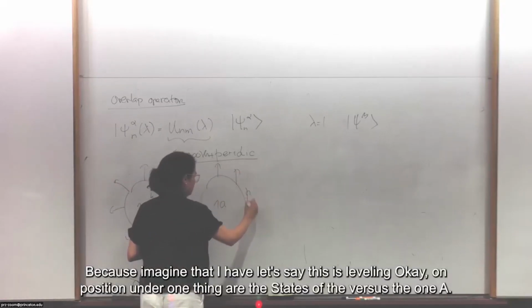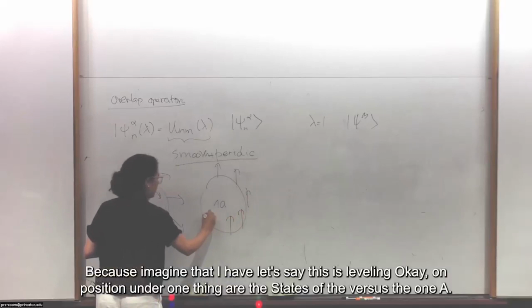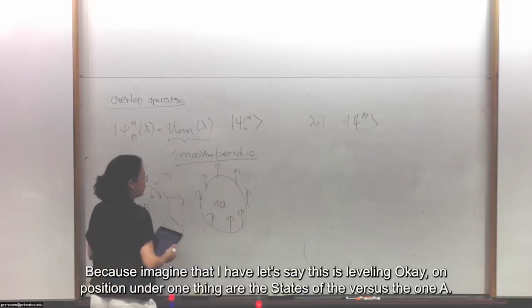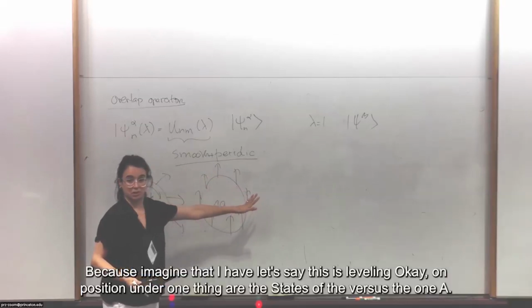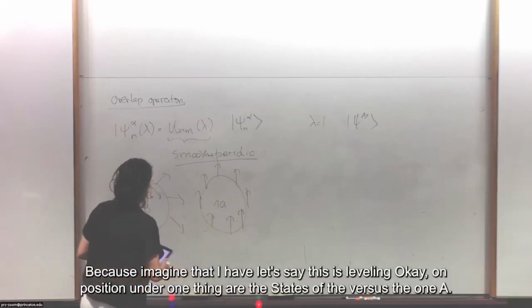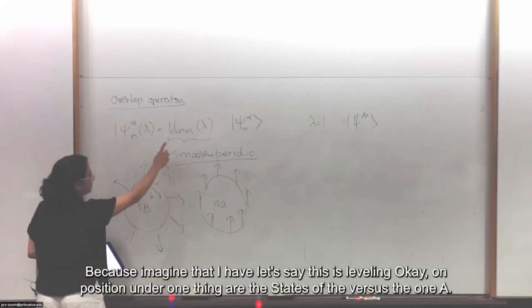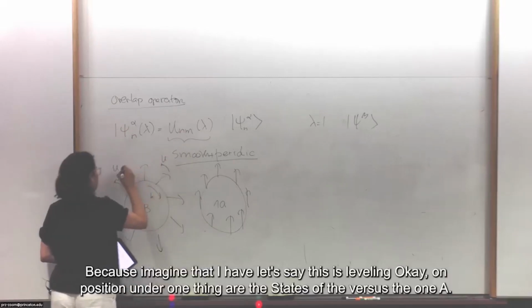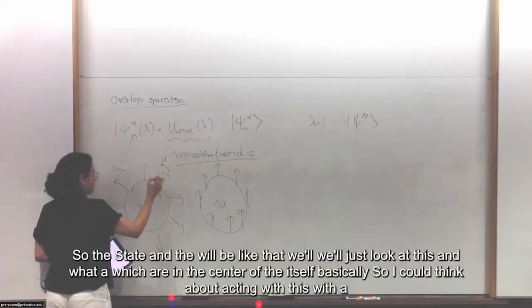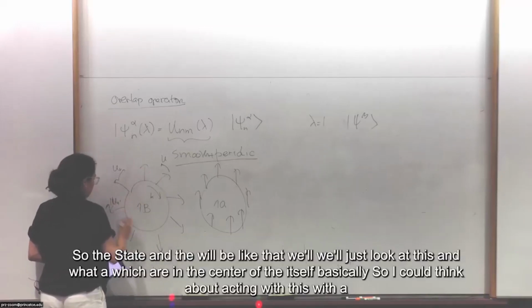We'll just put it explicitly later on. And the 1A, which are in the center of the unit cell, as if they are not momentum dependent at all, I could think about acting with this U matrix, right? With this U operator, which is labeled here K prime, and so on.